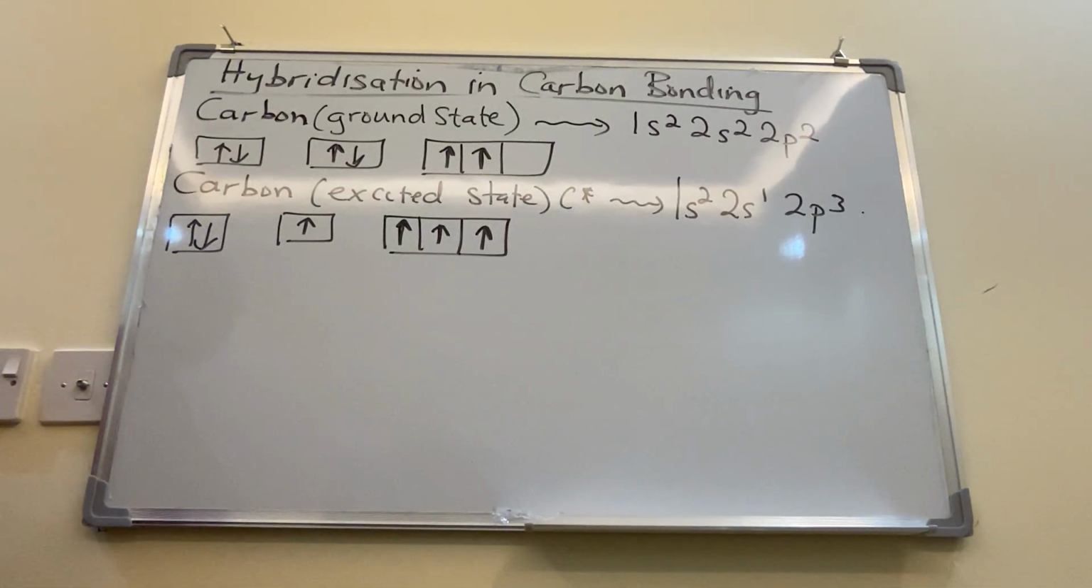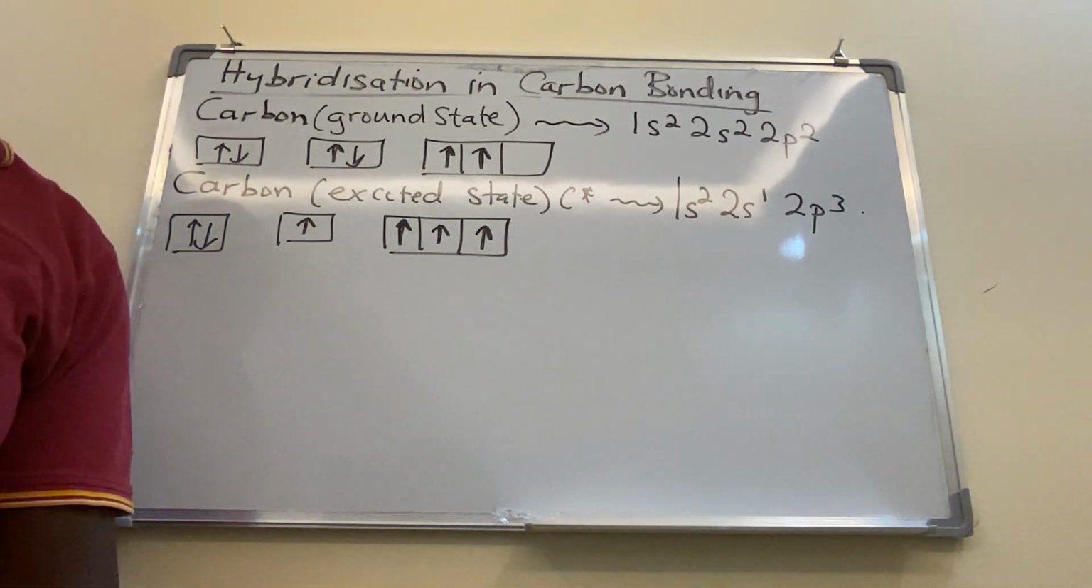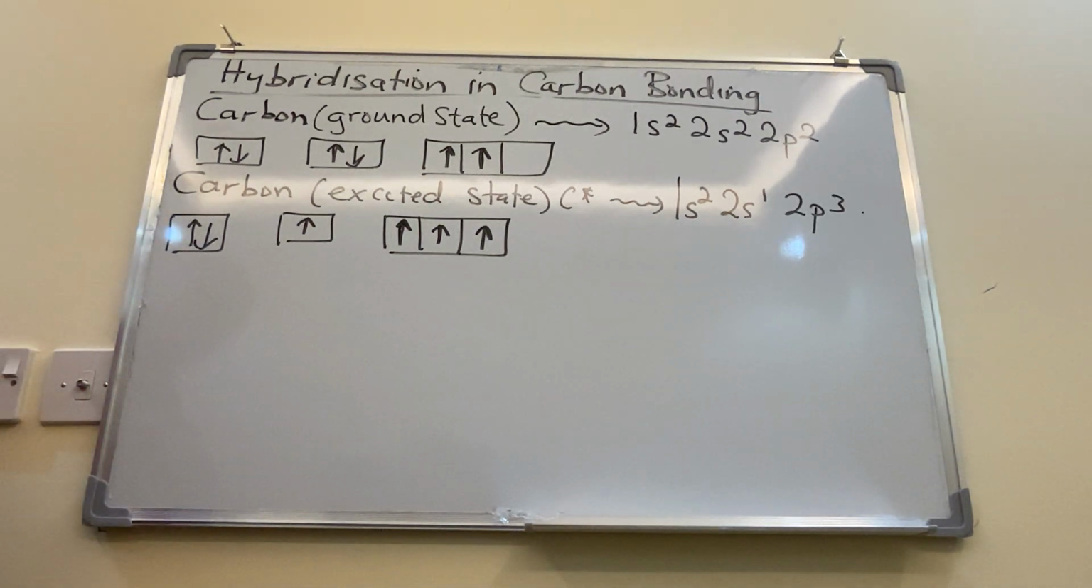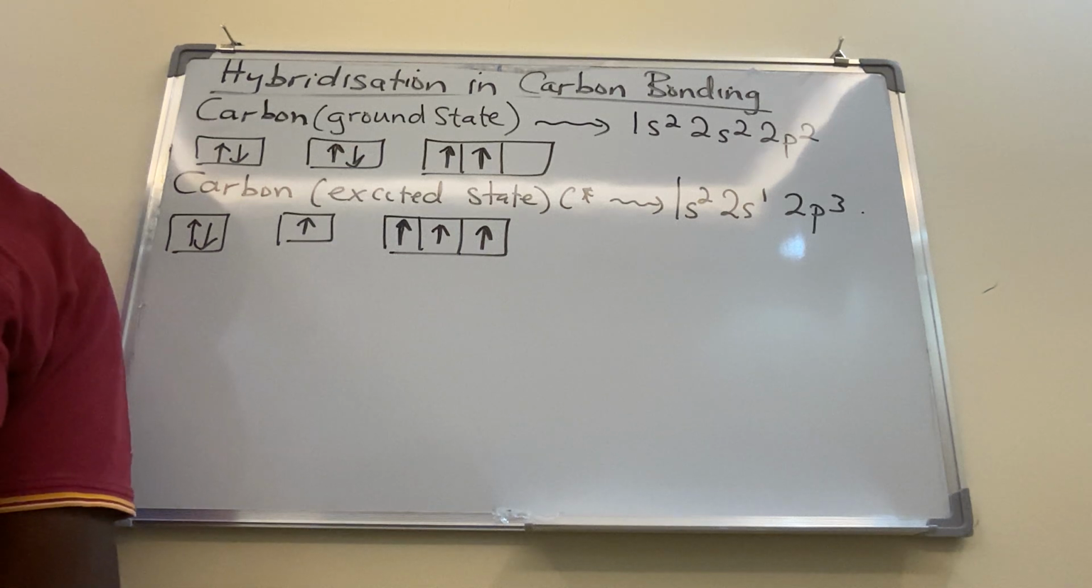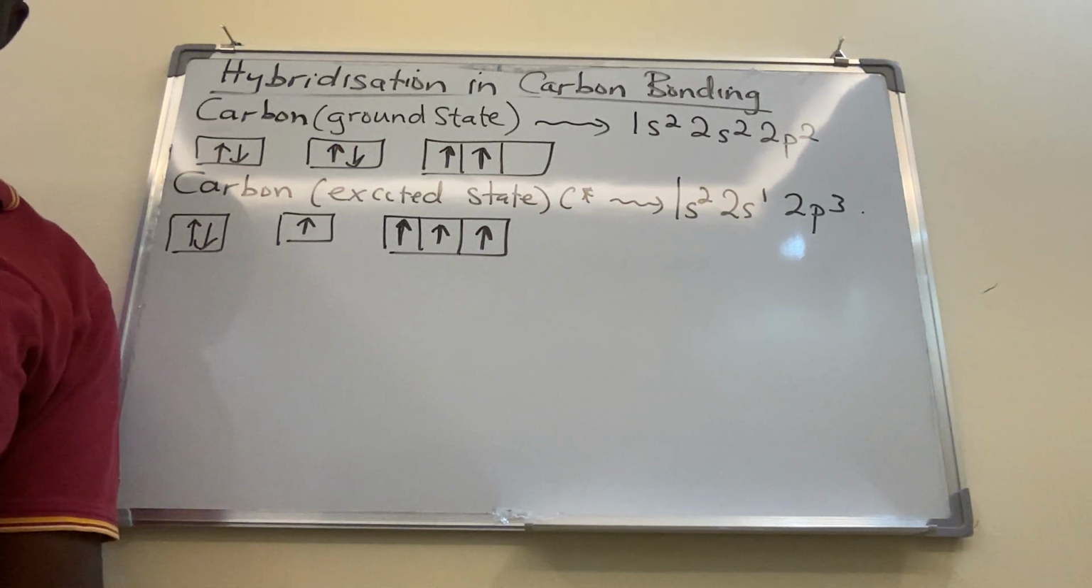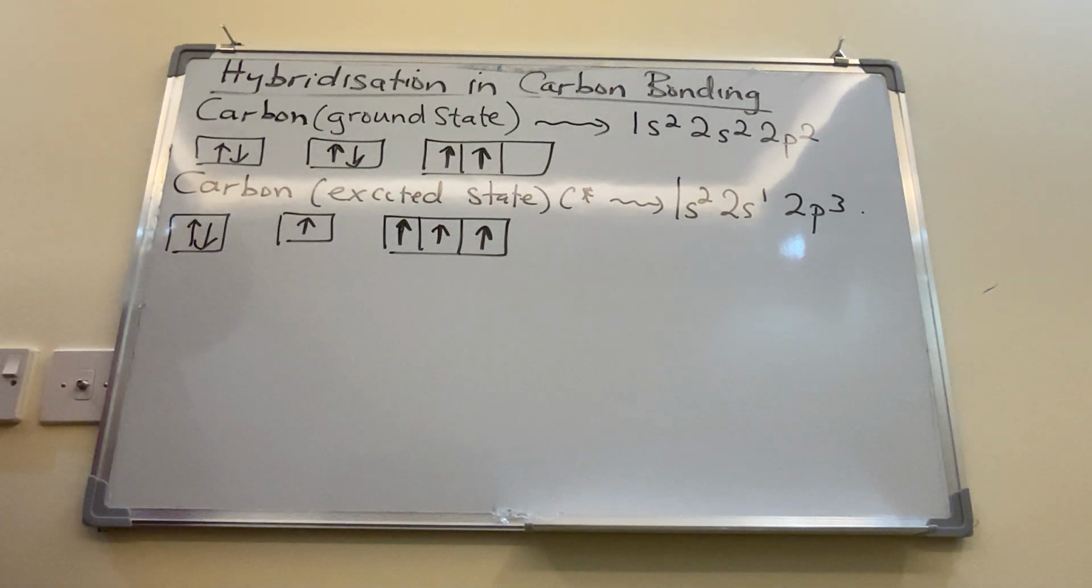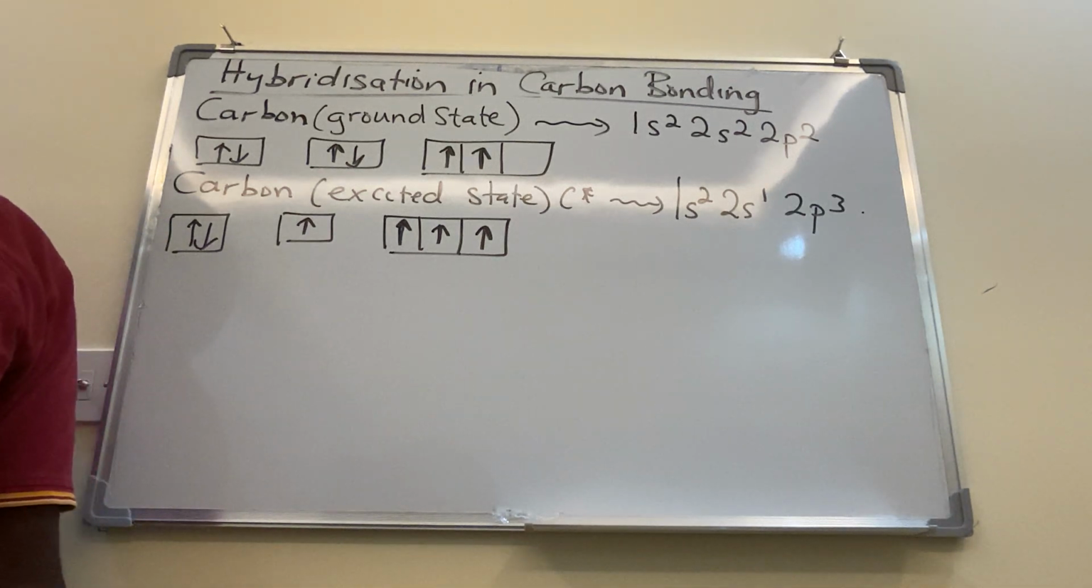Good day, students. This is the final session in a series of lessons on hybridization in carbon bonding. We discussed sp3 hybridization. We also discussed sp2 hybridization. Today, we are going to look at sp hybridization, just to analyze the sequence of events that will happen here, and then we should be in a position to look at why we are calling it sp hybridization.